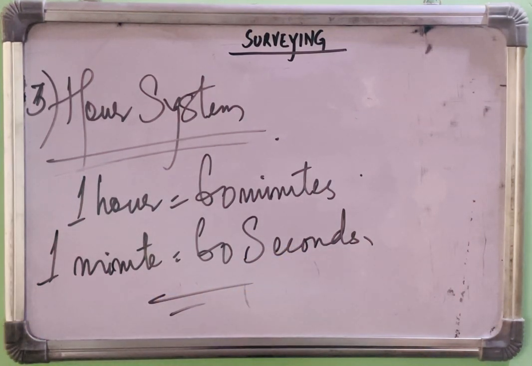So this was about the units of measurement. We studied linear measurements and angular measurements, and the three methods by which we take angular measurements: the sexagesimal system, the centesimal system, and the hour system. With this we conclude today's lecture, and the chapter Introduction and Basic Concepts will be followed in the next video lecture as well.